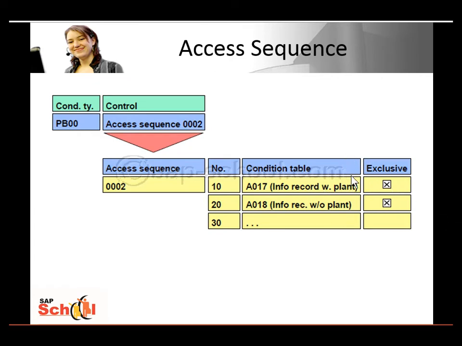The exclusive indicator controls whether the system stops searching for a record after the first successful access for a condition type within an access sequence. In other words, the search for further valid entries in other condition tables is interrupted if an access was successful and a relevant entry was found. So here, if you've maintained condition records against both these condition tables, if the system finds the record successfully for the first table, it will stop here and return the value without going to the next step.